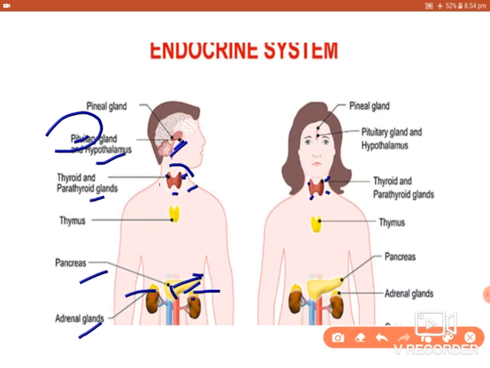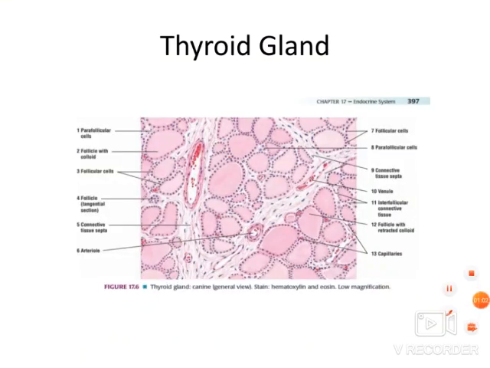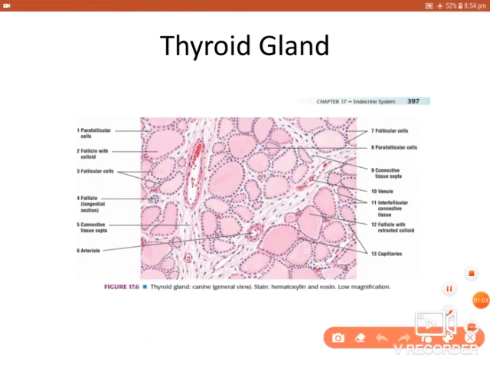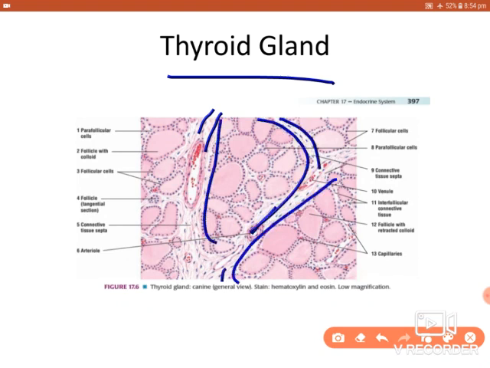Okay. So here we'll see the microscopic structure of the thyroid gland. This entire gland is covered by a fibrous capsule. The septa from this capsule divide the glandular part into numerous lobules. This is one lobule, this is another lobule. In between these lobules is the interlobular connective tissue. You can see venules and arteries also there.